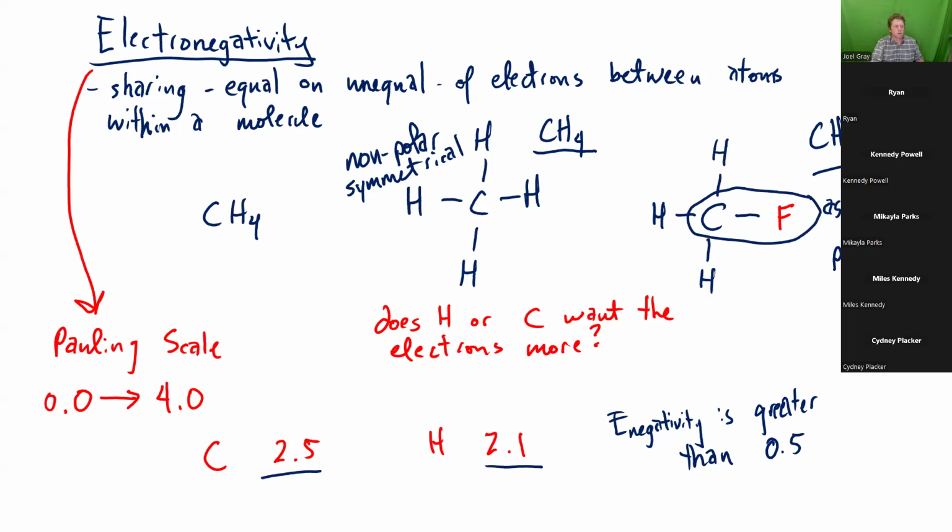This right here, carbon to fluorine. Well, fluorine has an electronegativity of 4.0. The difference between C and F is 1.5. So that falls into this category of being a polar bond. Now, I'll add a little bit of a wrinkle to this. So this is considered a polar bond. This is considered a polar molecule also. So polar bond and molecule.